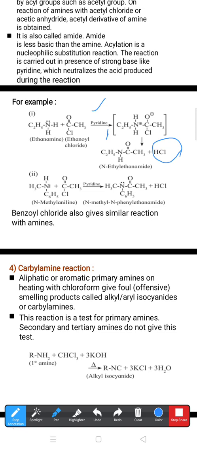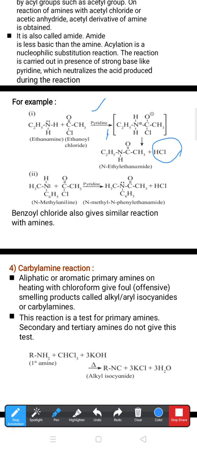Secondly, C6H5NHCH3, it is N-methylaniline, plus acetyl chloride or ethanoyl chloride. In the presence of pyridine it gives C6H5N(CH3)COCH3 along with HCl. Again it is N-methyl-N-phenylethanamide. So this is the main product. Here benzoyl chloride also gives a similar reaction with amines.